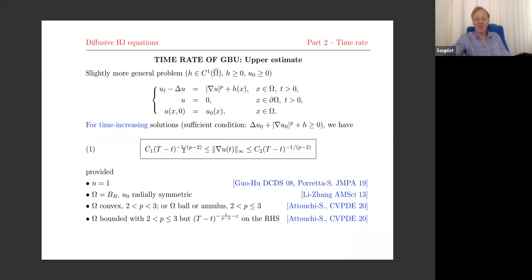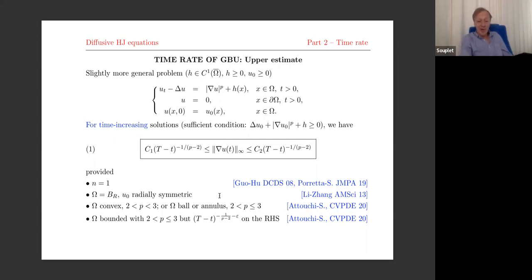the conclusion is that this is sharp. There is a two-sided estimate with the rate 1/(p-2). This was proved in one space dimension first by Guan-Hu and with some improvement in a paper with Porretta. This was extended in the radially symmetric case. And now if you look at more general geometries, it's becoming more delicate.